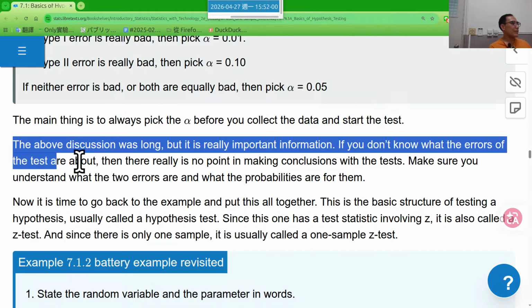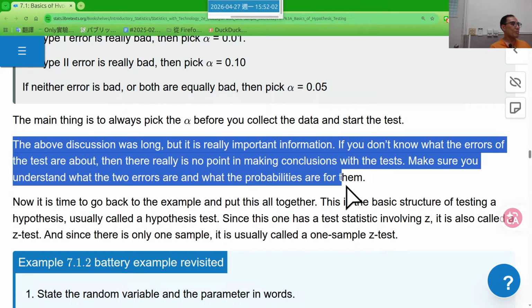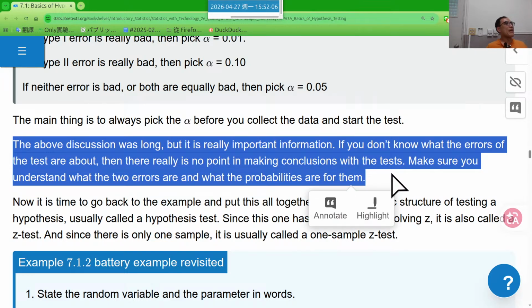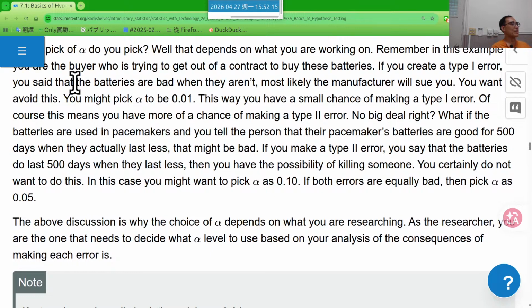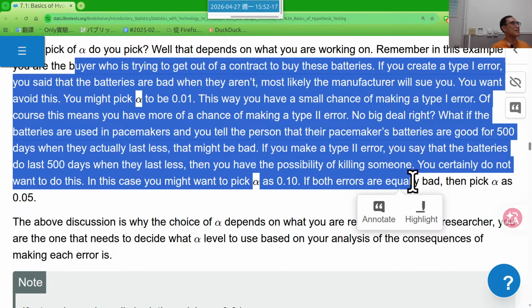The above discussion was long, but it's really important information. Yeah, I agree with that. Calculation is one thing, but concepts are more important. Calculation is not hard, but the concept here is difficult to understand. Believe me, okay.